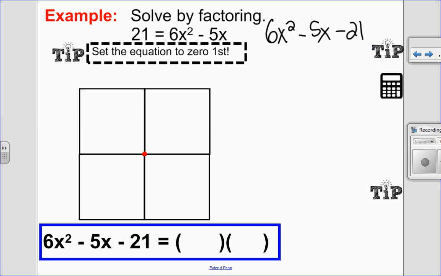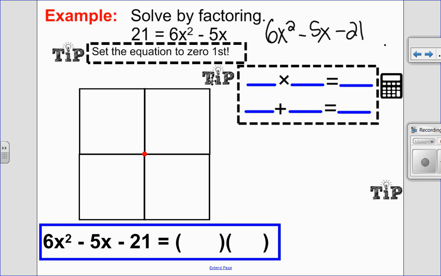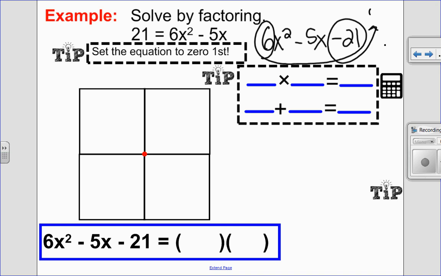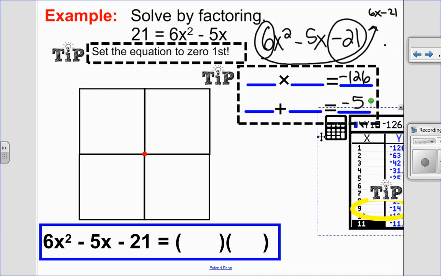So we're going to again look for GCF. There is no GCF between these numbers here because I know 5 is a prime number. Okay, but again, you can check it in the calculator using that tip I showed you before. So I want to find 2 numbers that multiply to 6 times negative 21, which is negative 126, and add to my middle term of negative 5. So again, you can do these on your own or go into the calculator and check.